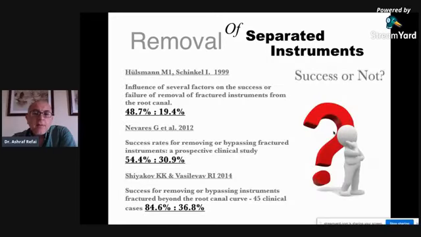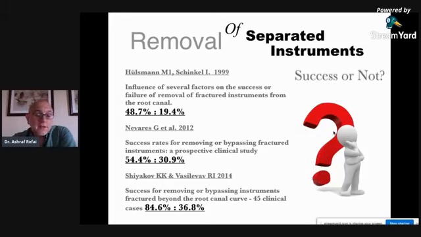Okay, now let's look at the research all the way down to 2014. So this is not really new research, but generally at least 6-7 years old, and it hasn't changed much since 1999. So in 1999, research done on instrument retrieval, 48.7% of cases which were chosen for bypass were successful, compared to 19.5% for retrieval. So out of every 10 cases the dentist chose for retrieval, he could only remove 2 of them.